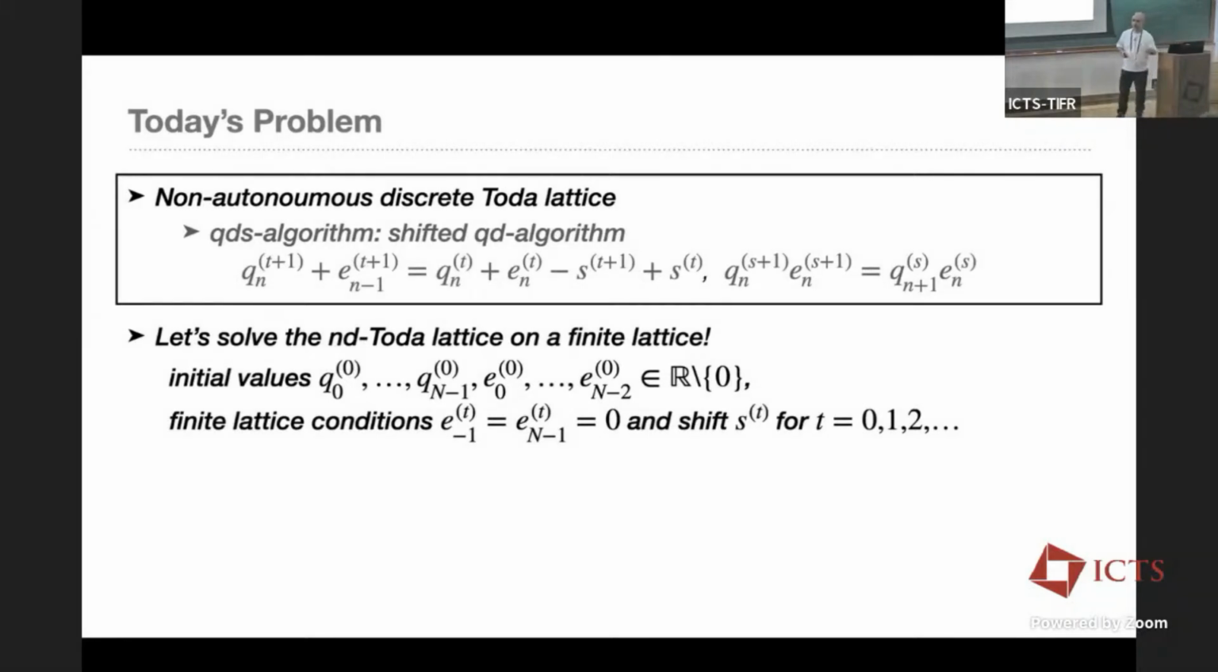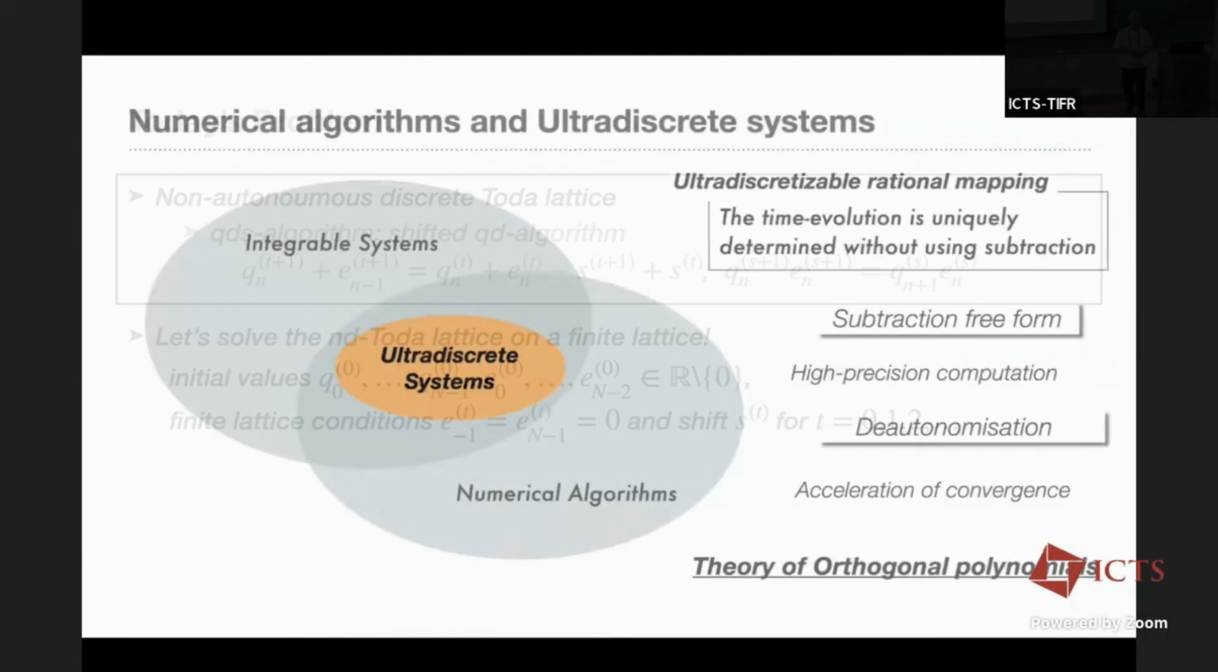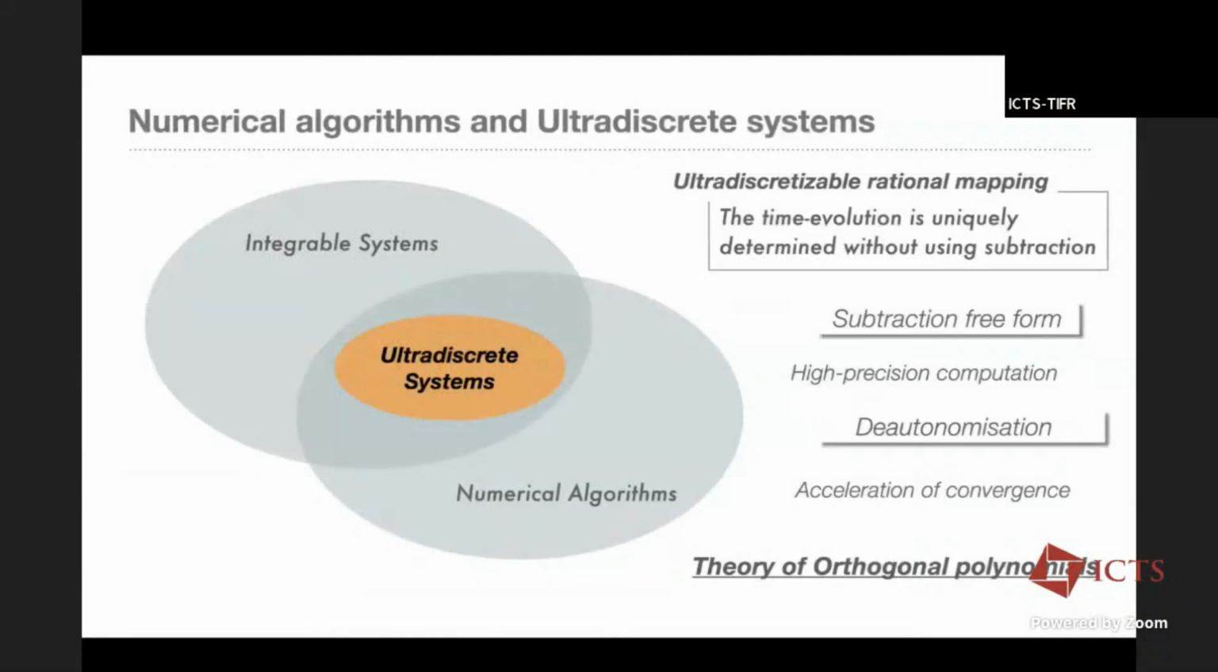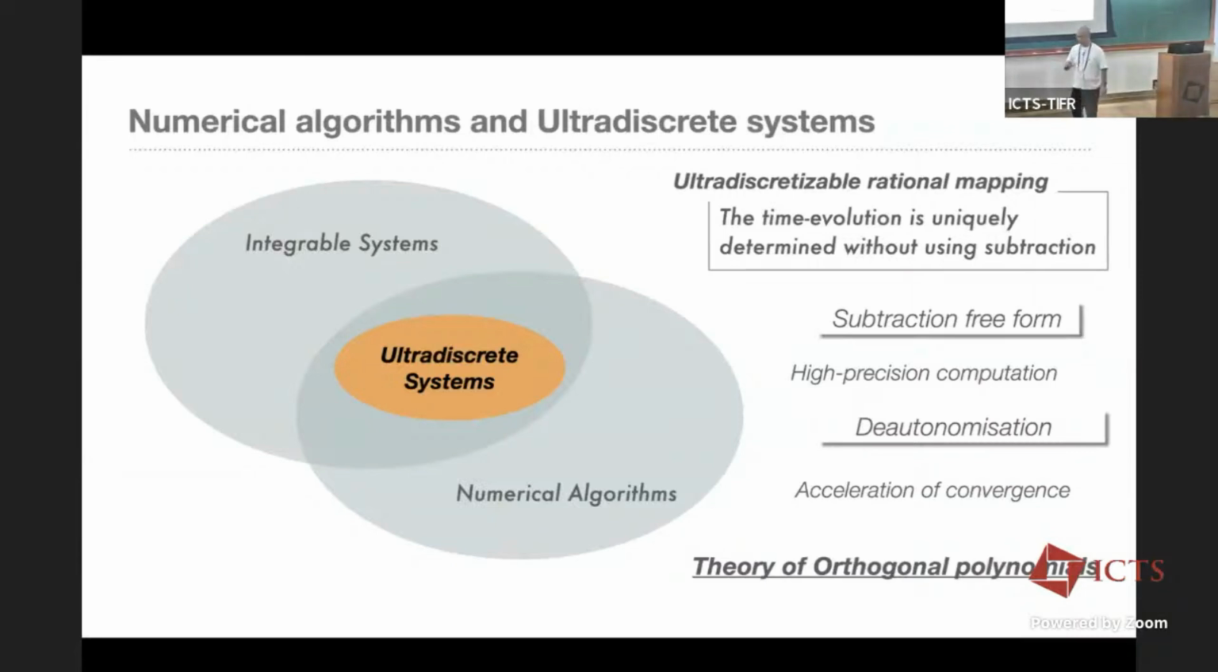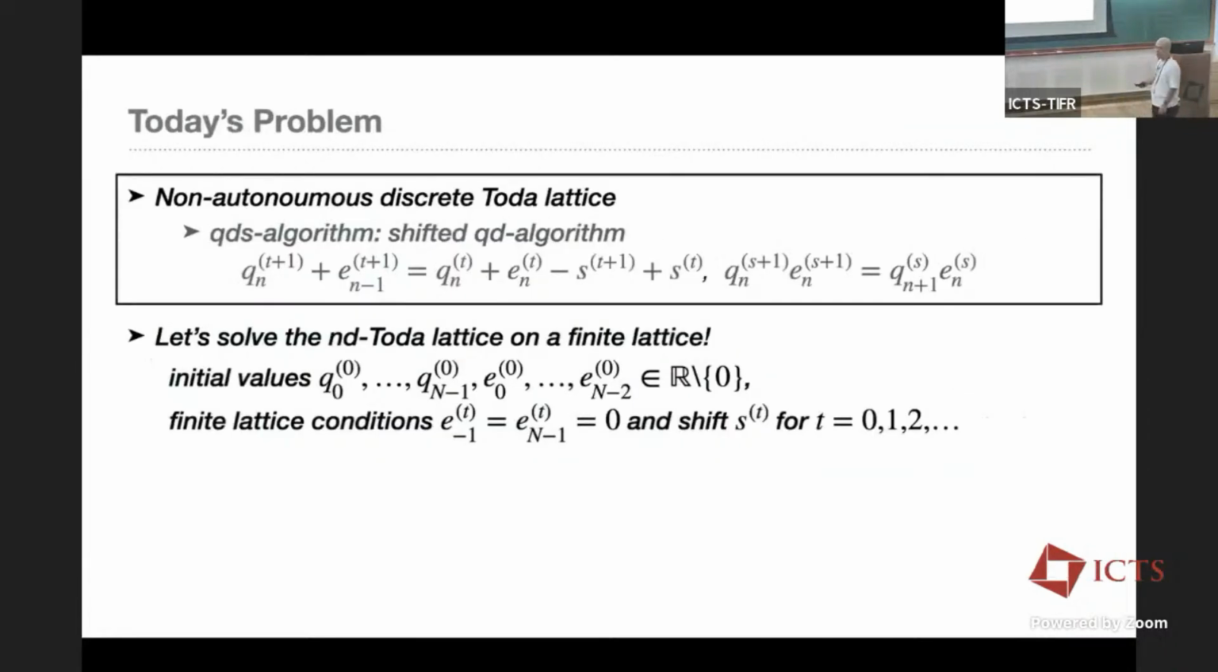Sorry, explain a little bit more about the shift parameter. The next slide doesn't appear here. Okay, sorry. So we will start from the introduction of this non-autonomous discrete Toda lattice. Toda lattice, you mean is two-dimensional or one-dimensional? This is the one-dimensional case. One plus one-dimensional case. This is the 1 plus 1-dimensional Toda lattice.